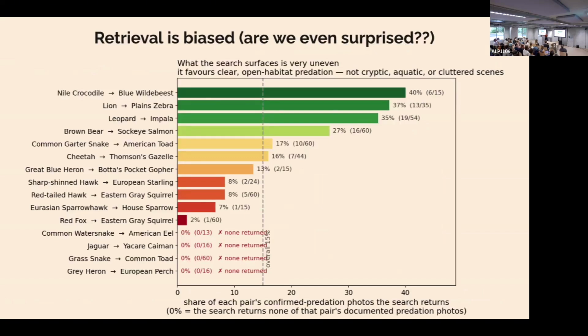Are we even surprised? This is maybe related to what you were asking. I think it's more just that if it's easier to see the thing in the image, you're more likely to be able to return it. And I think you're also more likely to be able to verify it.